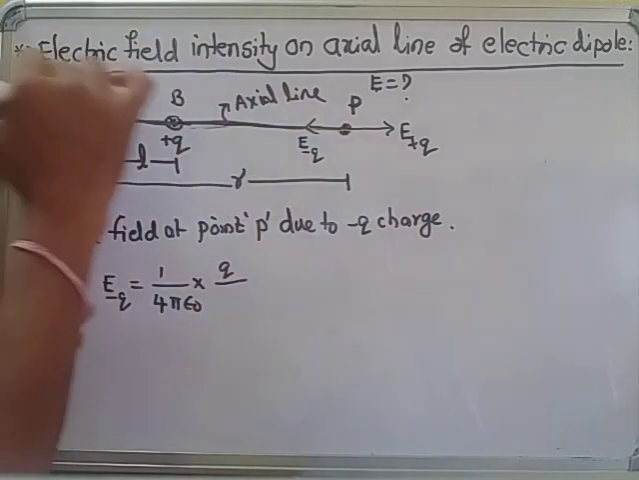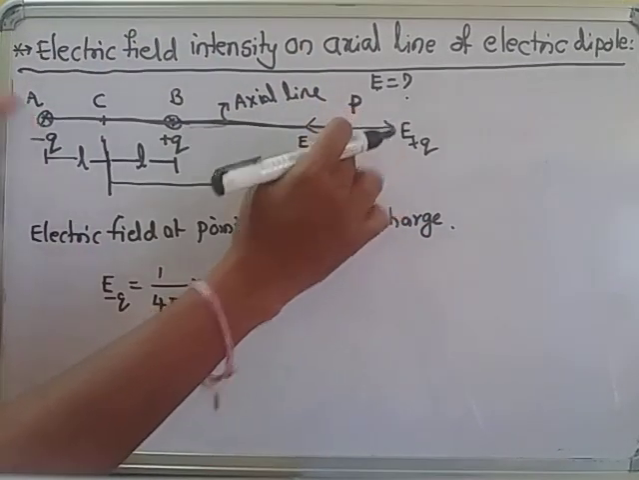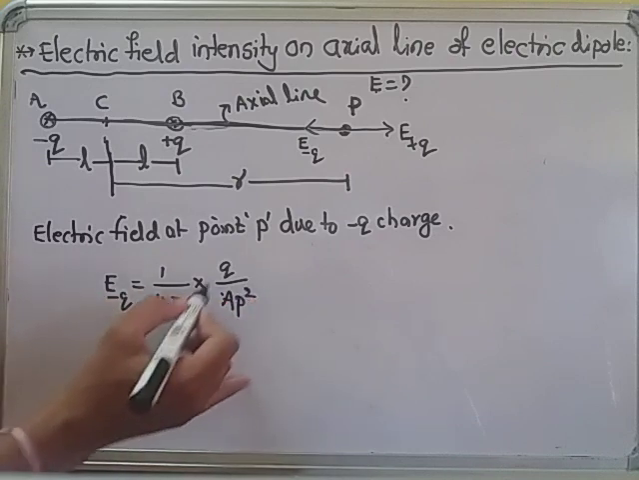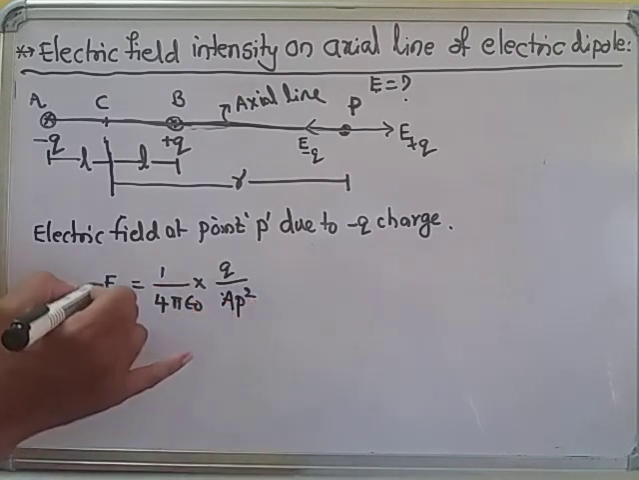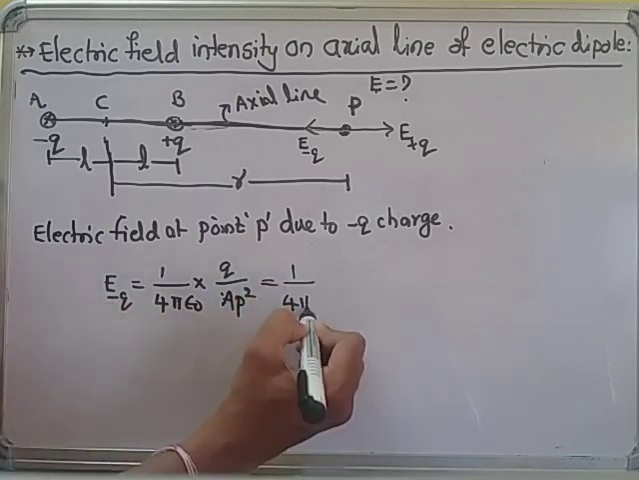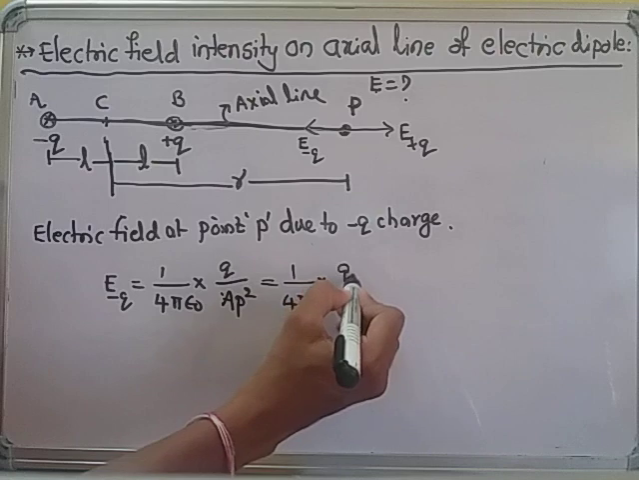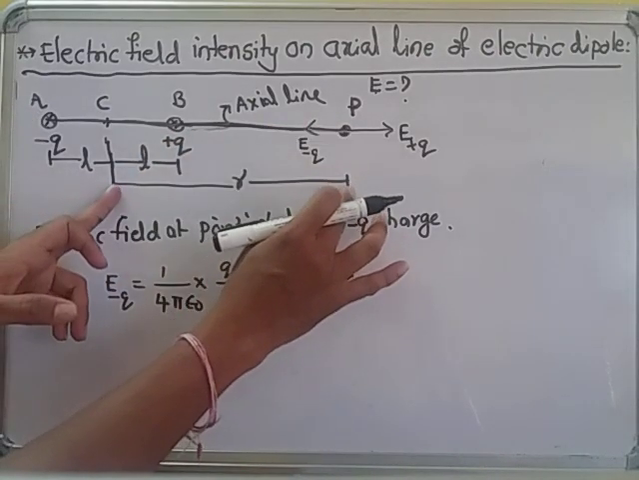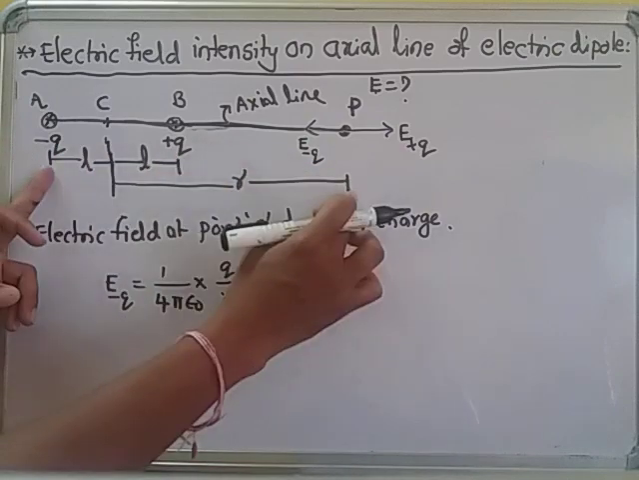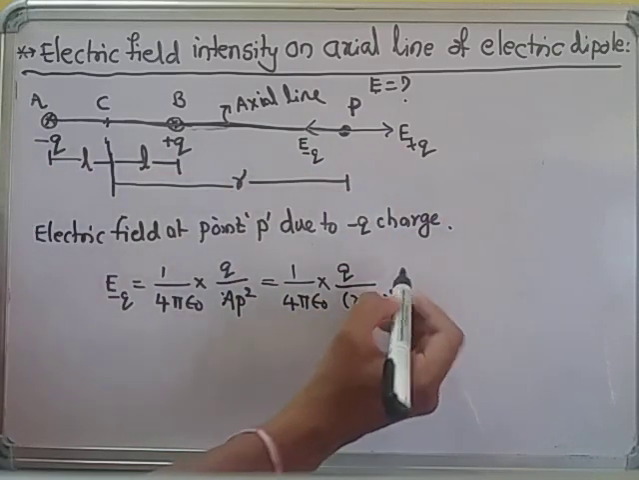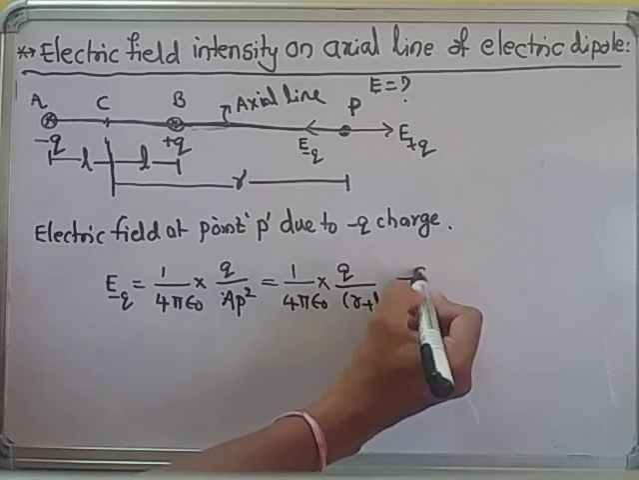What is the distance? AP, the minus q distance we have to take. AP square. 1 by 4 pi epsilon q by x square is the formula for the electric field. Then what is AP from the figure? That is 1 by 4 pi epsilon naught into q by AP. Up to the center R is there, and this one is L, total R plus L. AP is R plus L whole square, and this is equation 1.